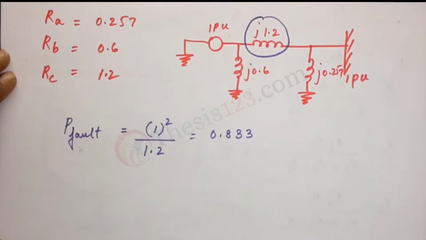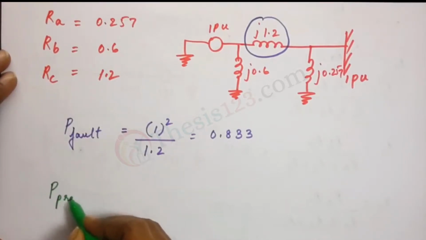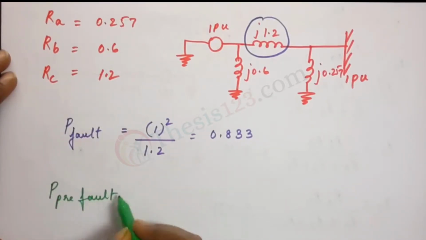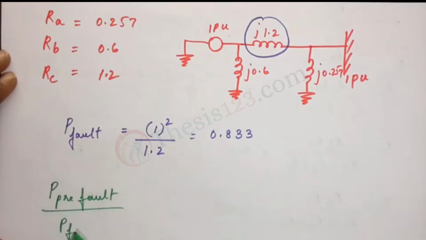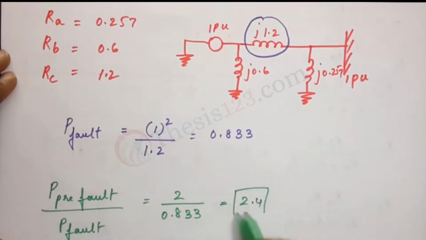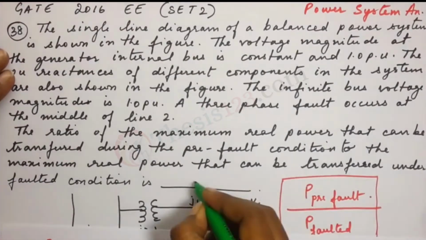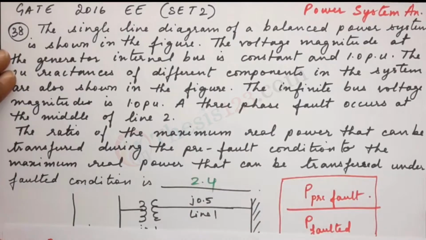The ratio in the question, as we started off with, is P at pre-fault divided by P at faulted condition. So that's 2 divided by 0.833, which comes to 2.4. So 2.4 is the final answer for this question. 2.4.